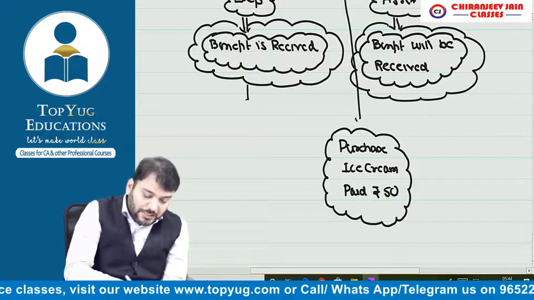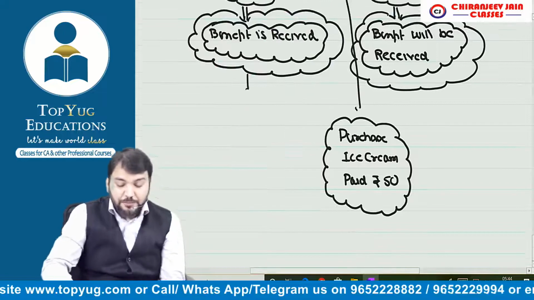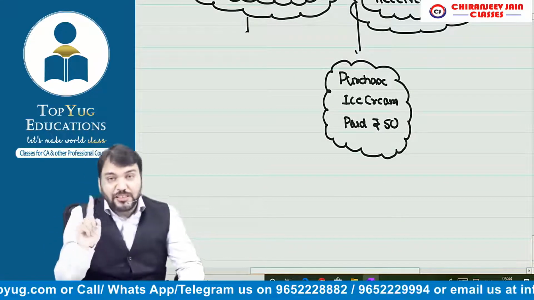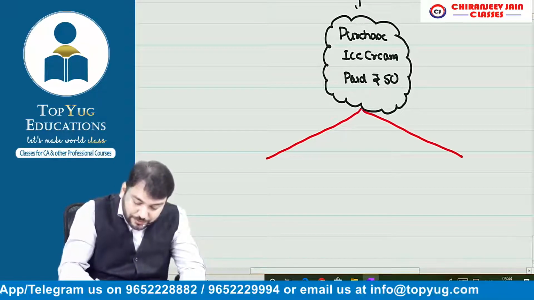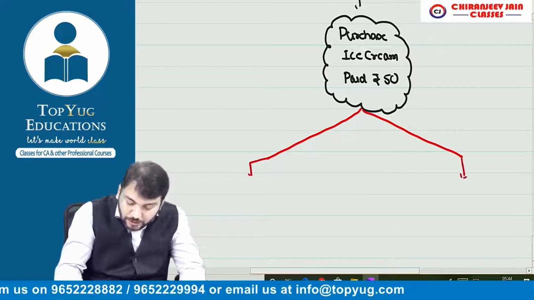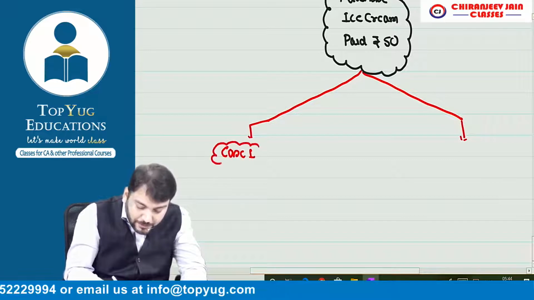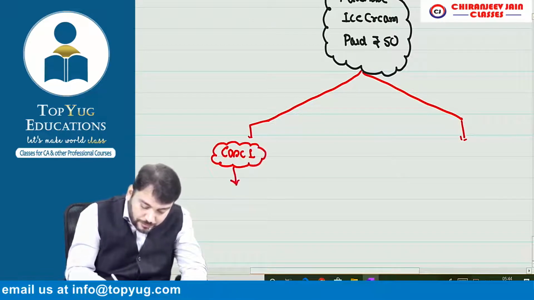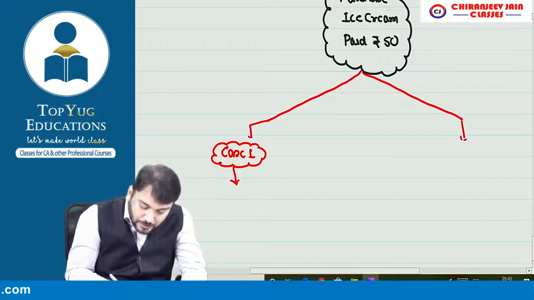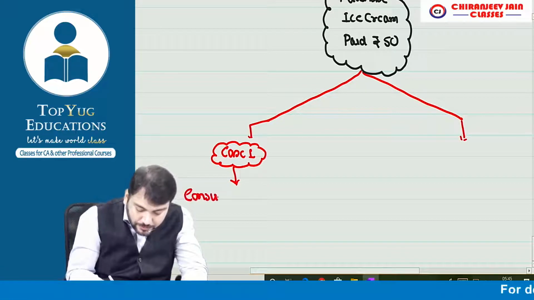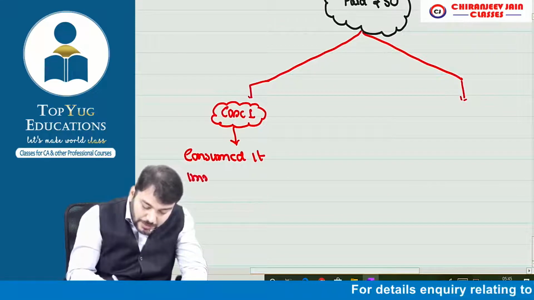Wrong, wrong, wrong. It is not an expense. Just try to understand. Till now, the other fact is left. मेरी बात को समझना. I am giving you two situations. You purchase an ice cream. There can be two situations. Case number one. You consumed it immediately.